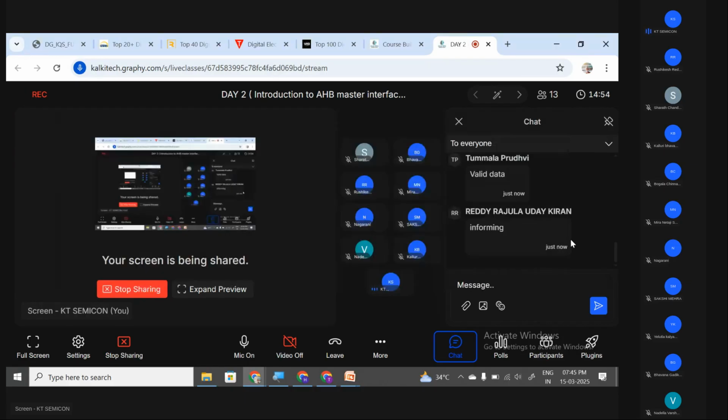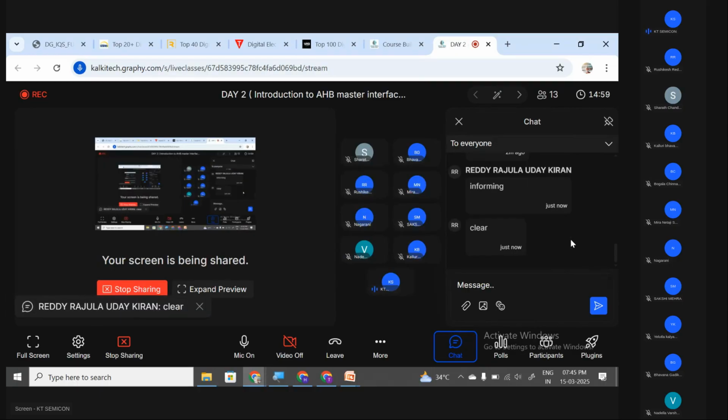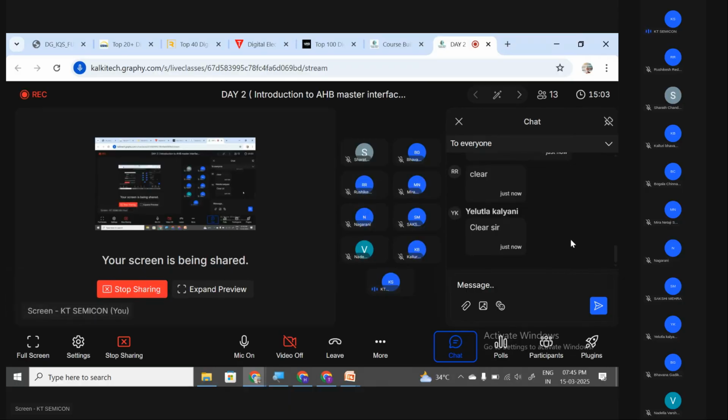So the master should check whether the slave is ready for the transfer or not. It may be write transfer or read transfer. It may be anything. Okay. It may be write transfer or read transfer.